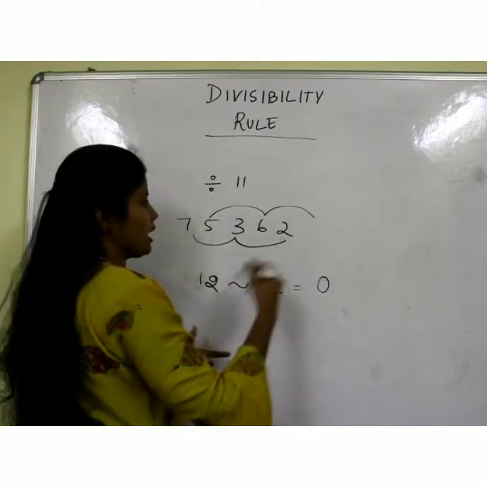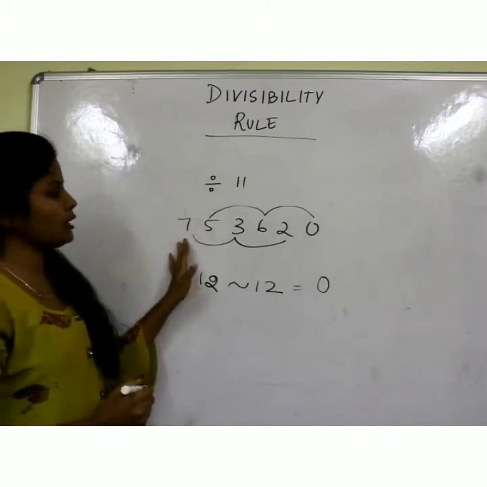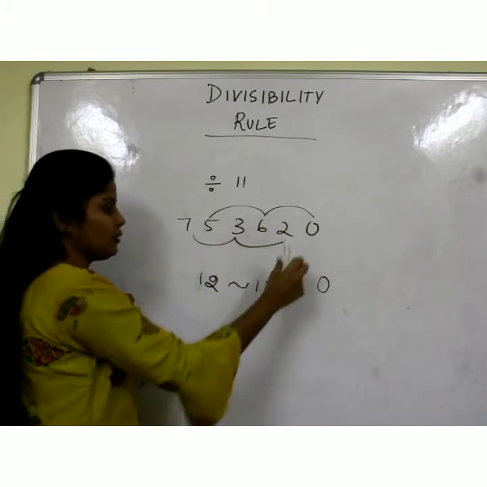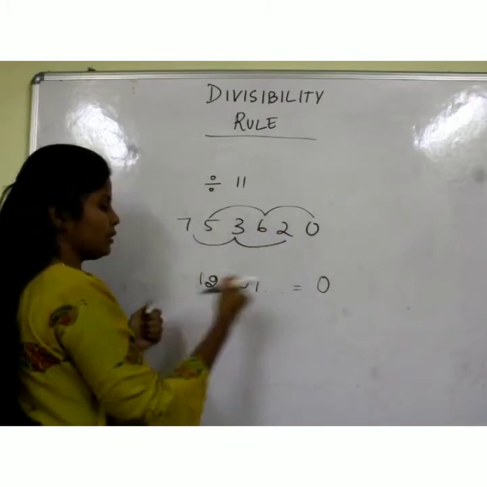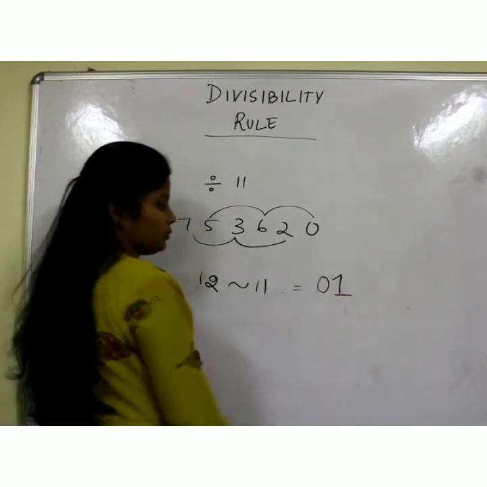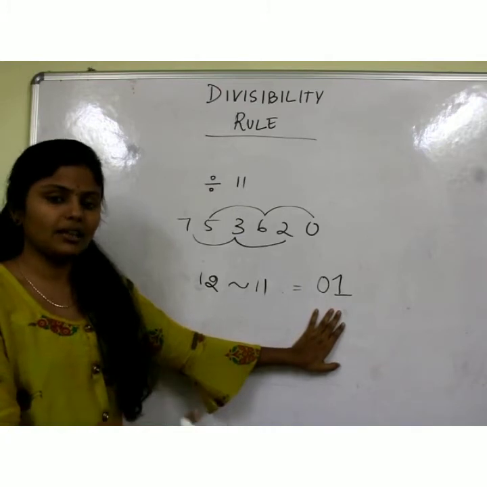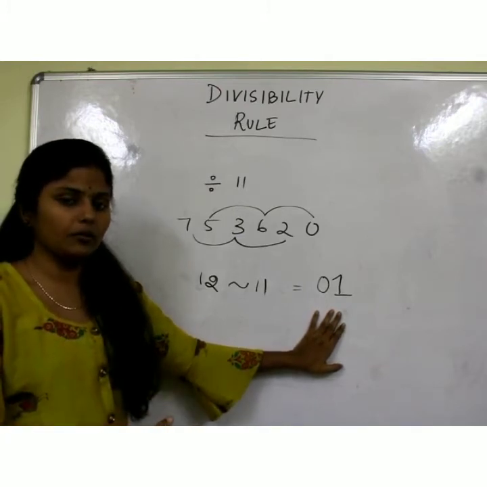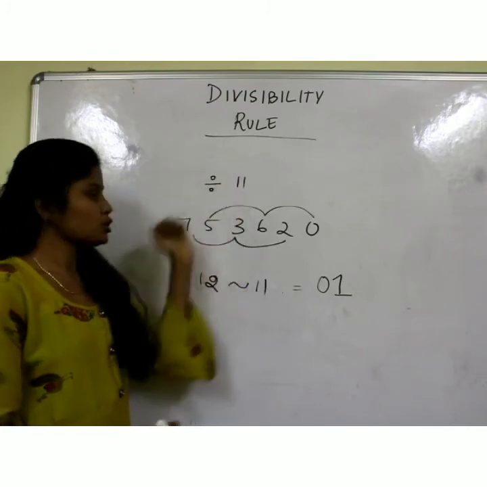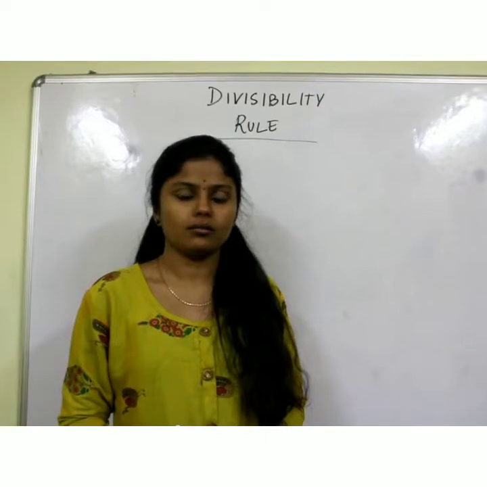Change the last value to be 0. Now, the sum of all the numbers in the odd positions remains 12 and the sum of all the numbers in the even positions will be 11, which makes the difference 1. If the difference is anything other than 0 or a multiple of 11, then the number is not divisible by 11. So 753620 is not divisible by 11.